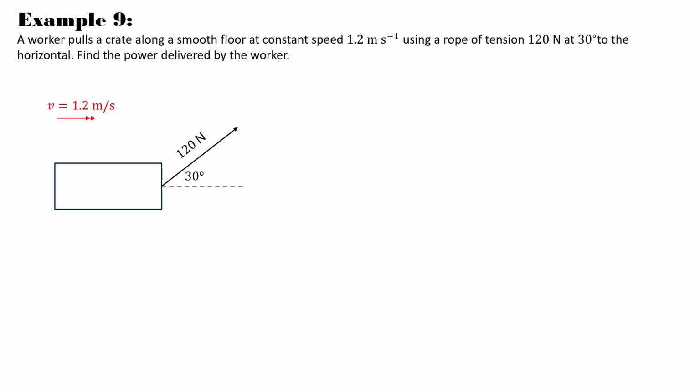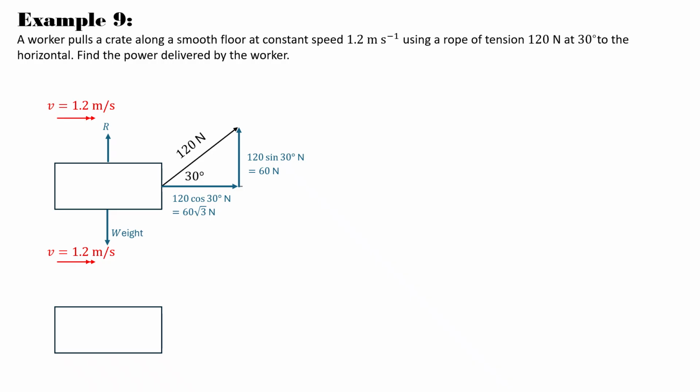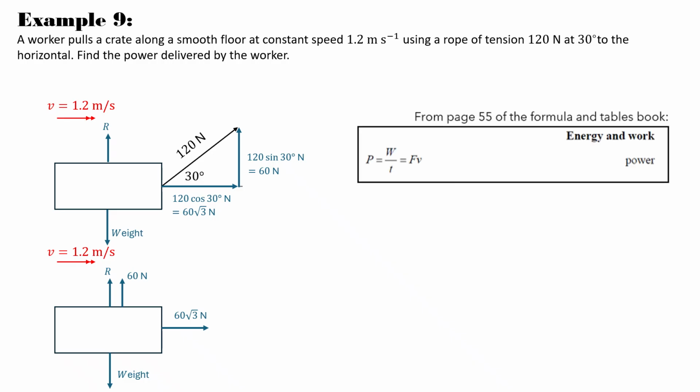So I'm going to need to resolve that tension into its horizontal and vertical components. So this works out as 120 cos 30 or 60 root 3 newtons, and here is 120 sine 30, which is 60 newtons. We also have this idea of a weight and a reaction. I like my force diagrams to be complete if we're doing any more with them. So here for our V, we can see that we have our weight, our reaction, but we also have a component, the tension pulling it up, and we have our 60 root 3, that component of our tension pulling it to the right. So that's our completed force diagram.